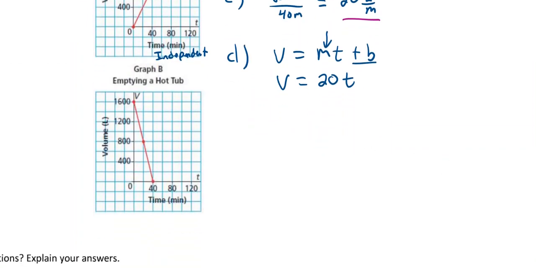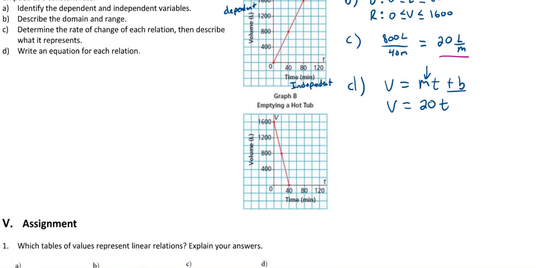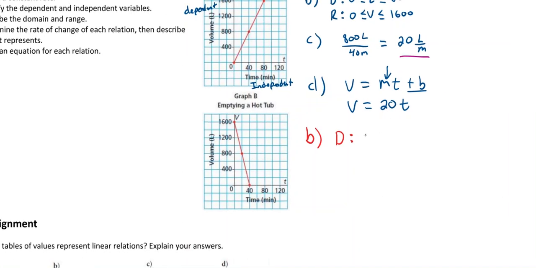All right, next one. So let's go. Okay, let's do the next one here. Describe the independent. It's going to be the same, right? So I'll start at B on the next one here. For B, describe the domain and range. So the domain: what are my x values, or my t values in this case? Greater than or equal to 0 still, less than or equal to 40. Our range, our volume will be greater than or equal to 0 again, and less than or equal to 1600 again.